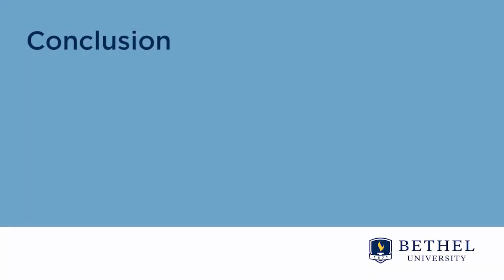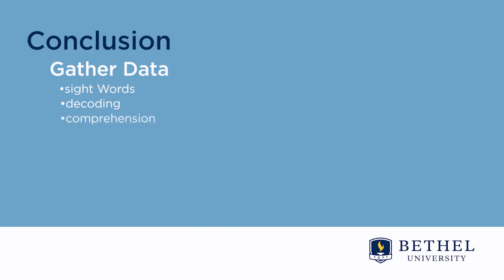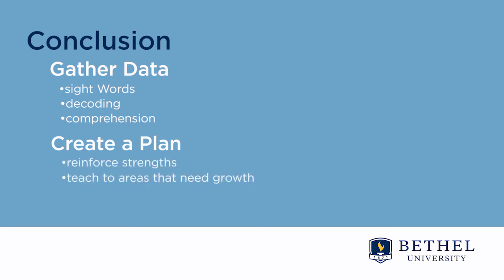In conclusion, the QRI is used to gather data about individual students' sight word and decoding strengths when reading words in isolation and in text. It also yields information about the student's comprehension abilities in reading narrative and expository text. You can use the results of the inventory to group students with similar reading levels and to create a plan for reinforcing strengths and teaching to areas that need growth.